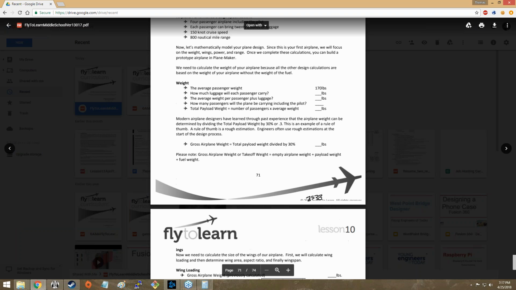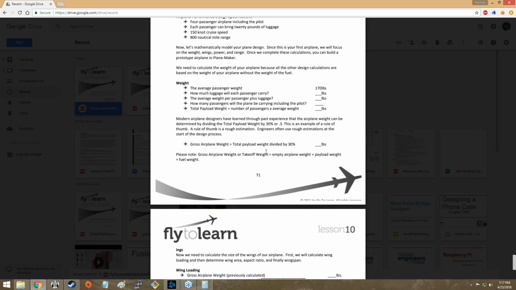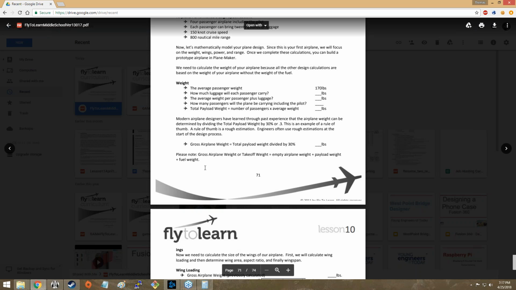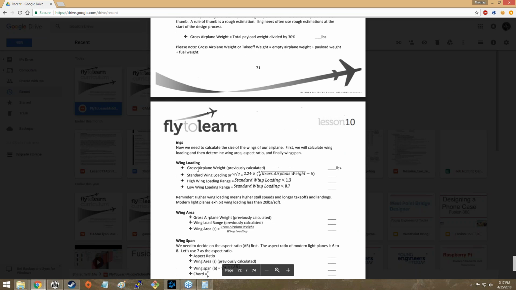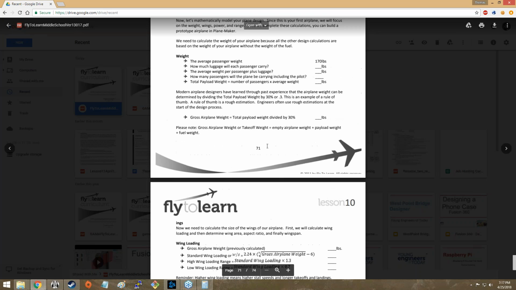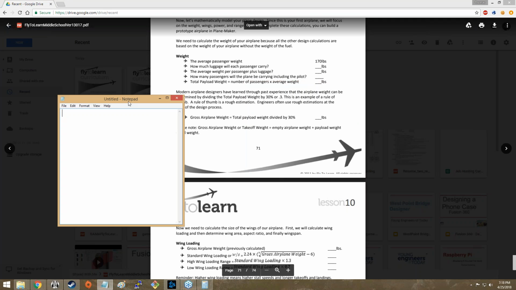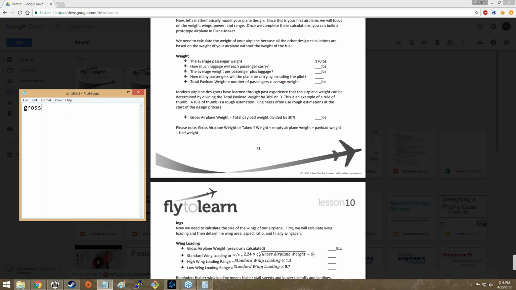There we go. Let's get rid of our writing down here. So please note that the gross airplane weight or takeoff weight is the empty airplane weight plus the payload weight plus the fuel weight. Alrighty. So we know so far in our collection of information that the gross airplane weight is going to be 2,533 pounds.